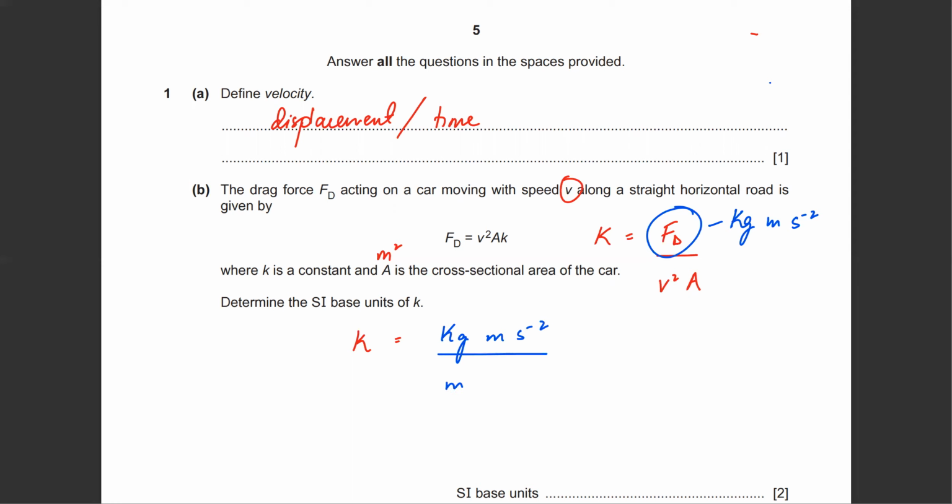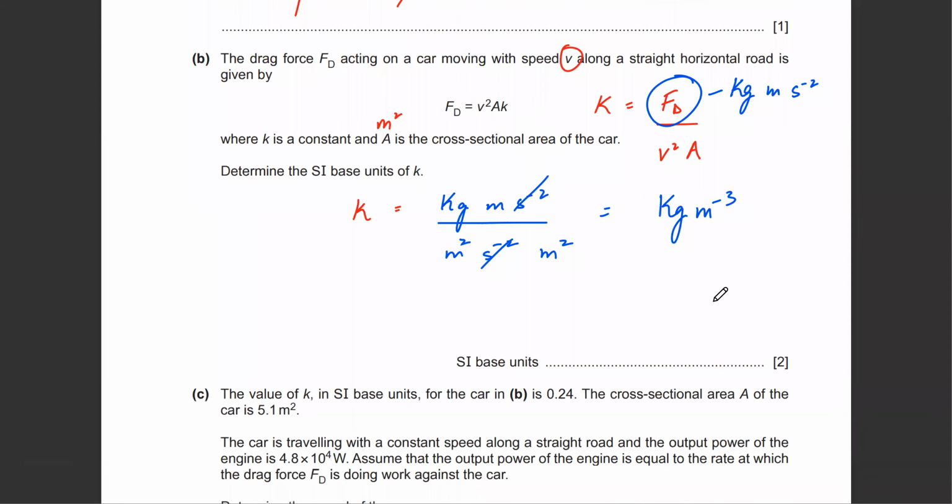Velocity is meters per second or m s minus 1, but it's squared, so it's meters per second squared. And the cross-sectional area A is meter square. So I'm going to simplify this now, and this should come out to be equal to kg. If I cancel out the m's, it's going to be m minus 3. That's a base unit, and that's going to be our answer to this question.